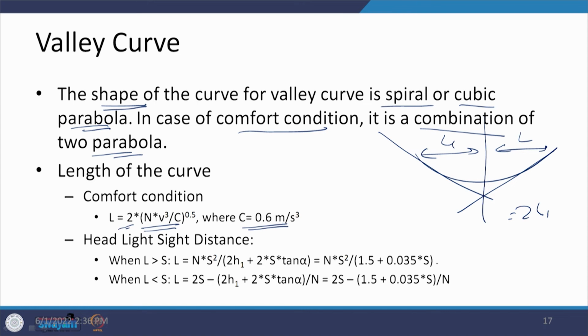So, when we put these values here, you are going to get n as the deviation angle, and v, you are going to have a speed in meters per second, and that is how you have the values.